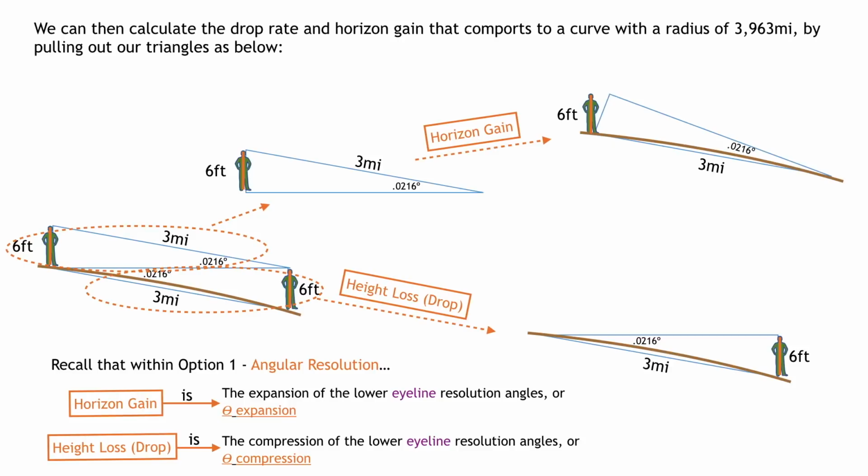We can then calculate the drop rate and horizon gain that comports to a curve with a radius of 3,963 miles by pulling out our triangles as below. So if I now deconstruct these triangles that we used to get the curvature rate, we can get either a horizon gain or a height loss or drop rate. So recall that within option 1 of the angular resolution, horizon gain is nothing more than the expansion of the lower eyeline resolution angles, or theta expansion. And the height loss or drop is nothing more than the compression of the lower eyeline resolution angles, or the theta compression.